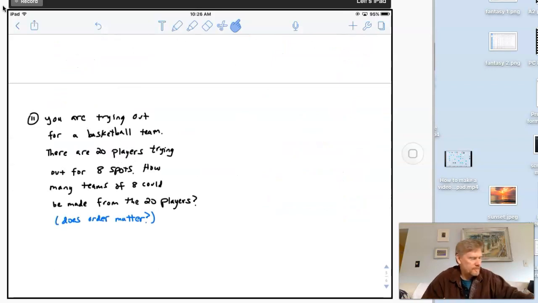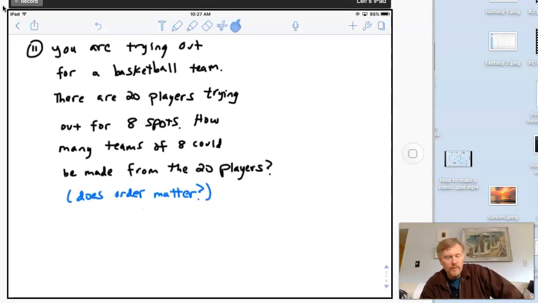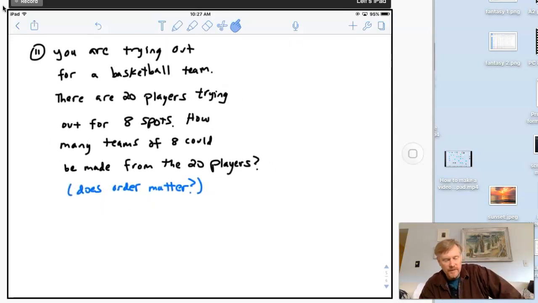11. You were trying out for a basketball team. There are 20 players trying out for 8 spots. How many teams of 8 could be made from the 20 players? So does order matter? That's the question you're asking yourself. So in this case, order doesn't matter. Either you make the team or you don't. It's not like the first person to make the team gets $100 and the second place person gets 50. So this one, order doesn't matter.